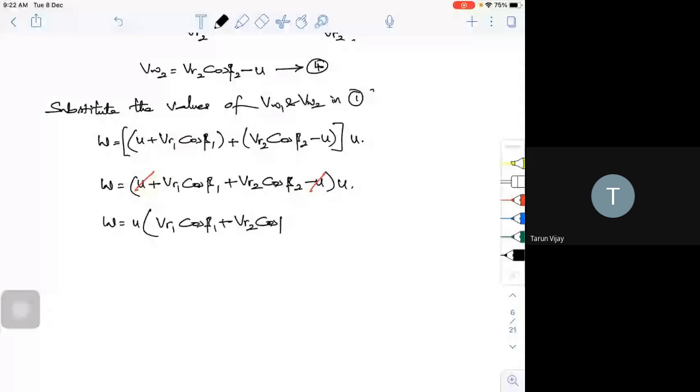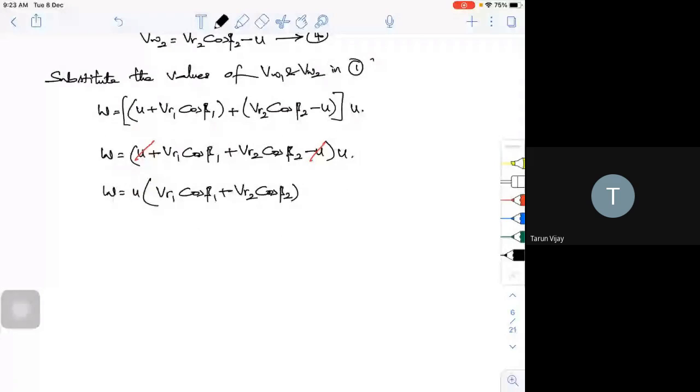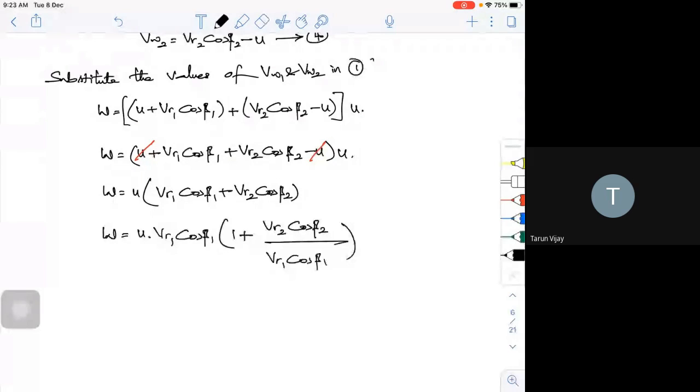Now I am going to take VR1 cos beta 1 outside. If I take that, this equation can be simplified. I can simplify this by taking U into VR1 cos beta 1 out, and this will be 1 plus VR2 cos beta 2 divided by VR1 cos beta 1. Let me call this equation number 5.